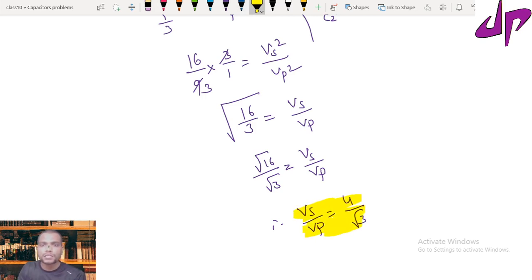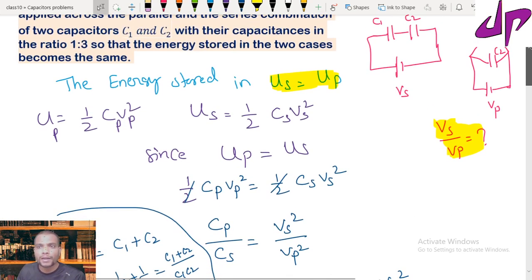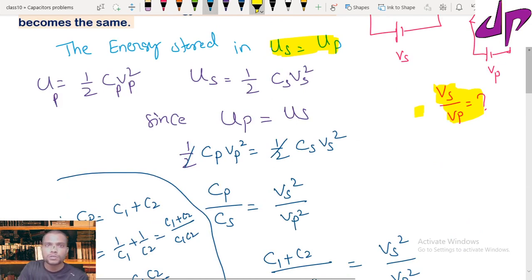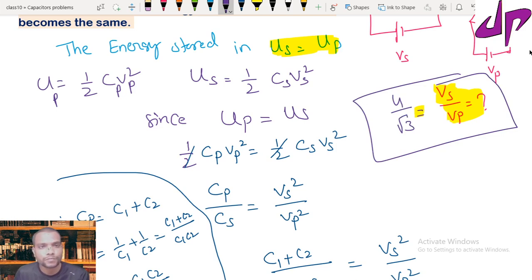So if the capacitors are connected in series and in parallel, and their energies are equal, what is the ratio of the potentials in series to parallel? Vs by Vp equals 4 upon root 3. So this is the final answer we need to get. Here we made the energies of the series combination and the parallel combination equal. Usually, the total energy remains constant because of conservation, but something happens in the parallel combination: energy gets lost and charge gets conserved. That only happens in the parallel combination.